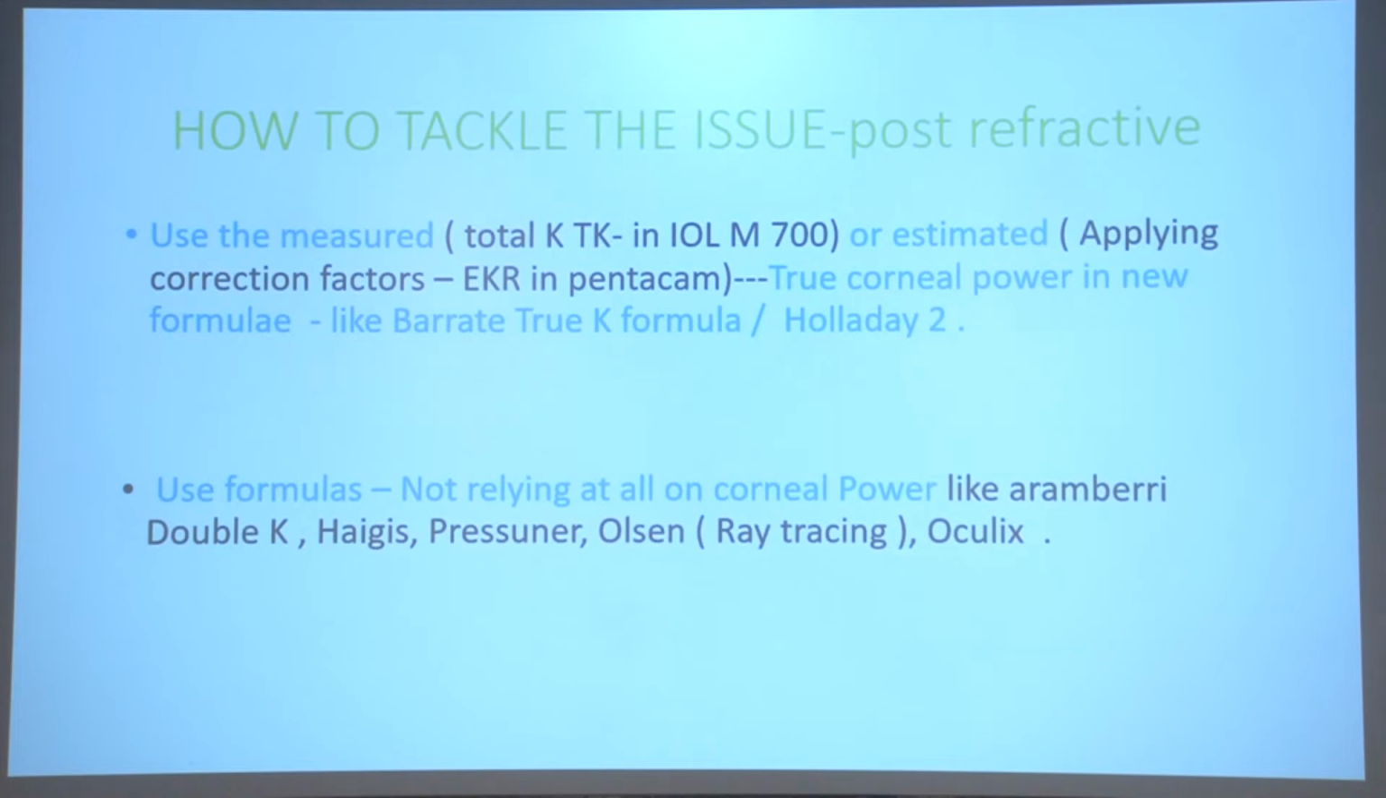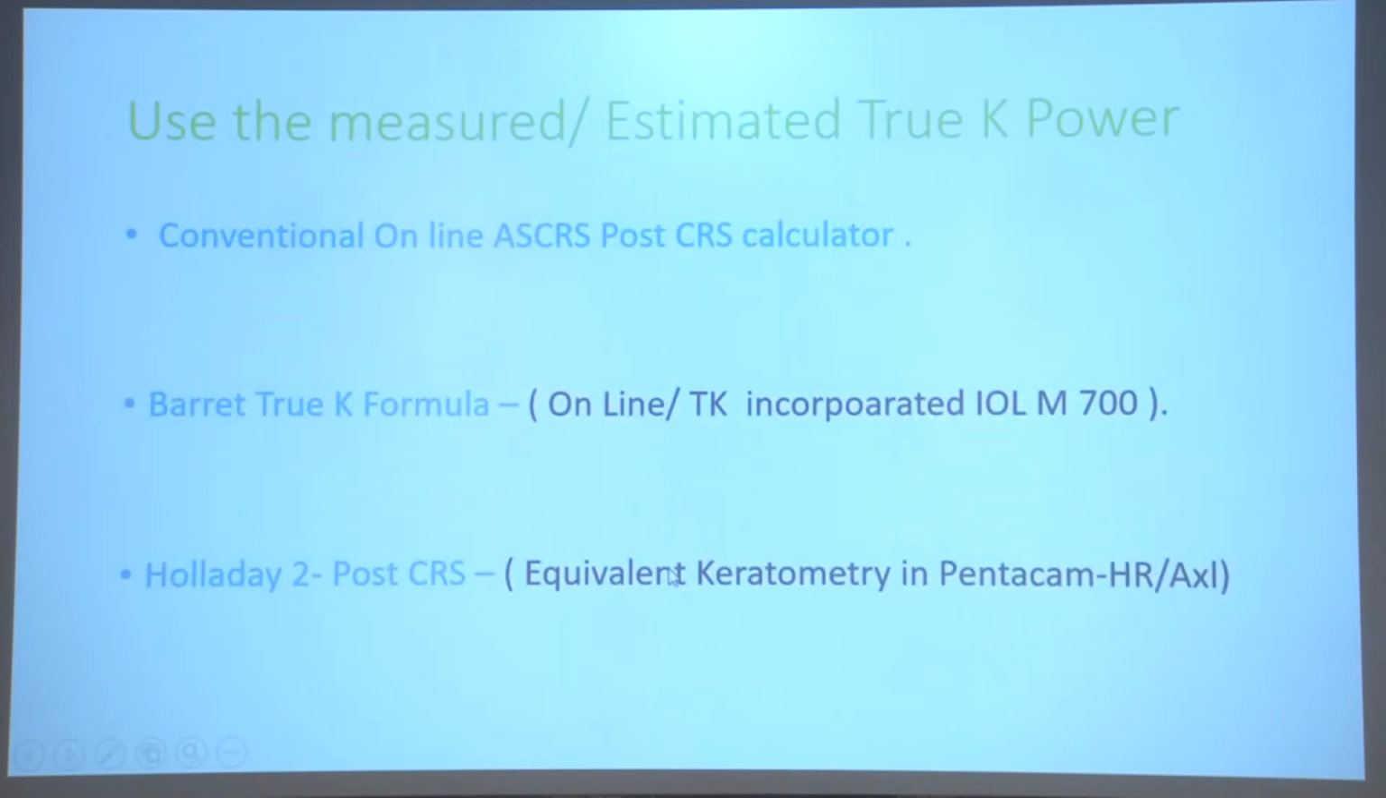Use formulas not relying at all on corneal power. Well, this is something very important. Many times we have patients who would not even know that a refractive surgery was done 20 years back, or would not want to tell you if their spouse is with them. So the formulas without corneal power are the Haigis-L, the double K, the Shammas, the Potvin, the Olsen, and the Oculix. These are the formulas which have started helping us, even if we do not know the pre-surgery corneal power. Again, coming back to the conventional, use the measured or the estimated true power.